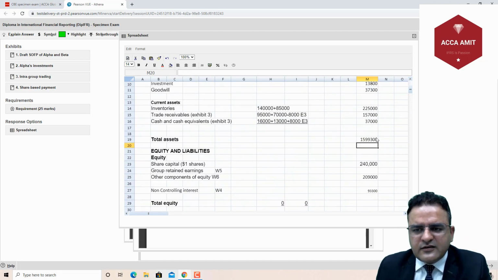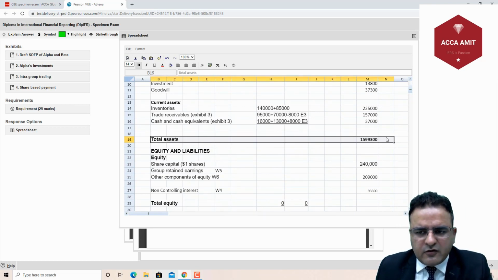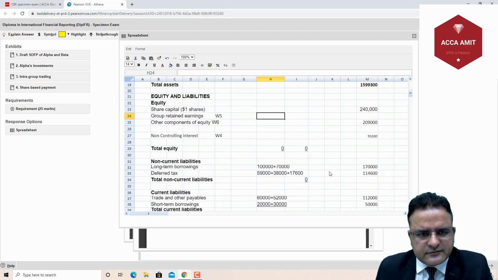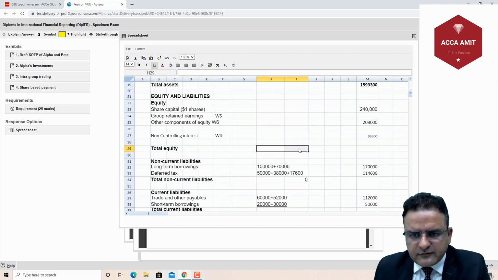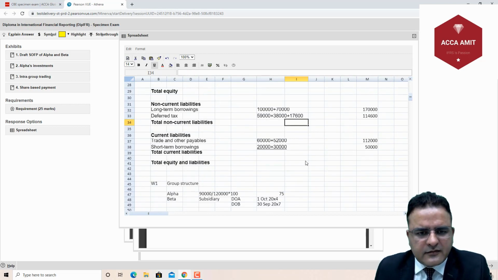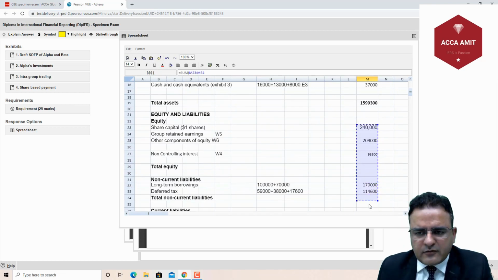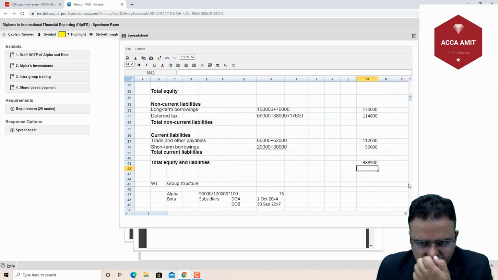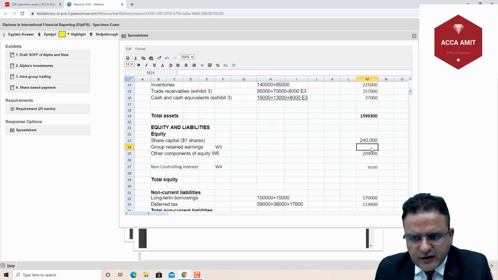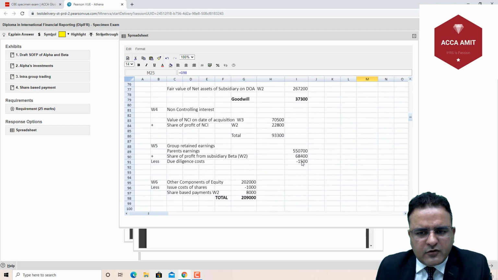The total of all these figures is 1599300. This is the total value of all assets. And the total value of liabilities, total value of equity plus liabilities, current liabilities, is equivalent to the sum of all these figures, which is equivalent to 988,900, in which we have to include group retained earnings of working note number 5 at an amount of working note number 5.